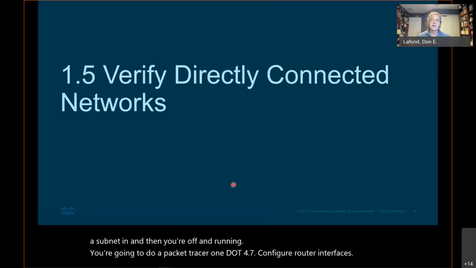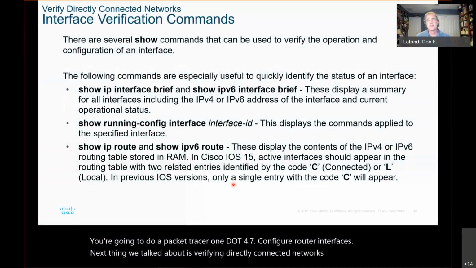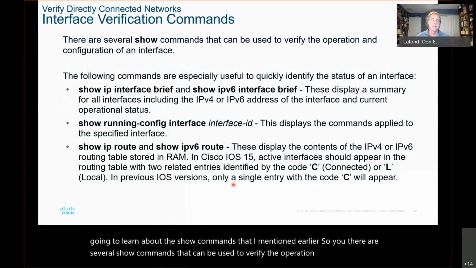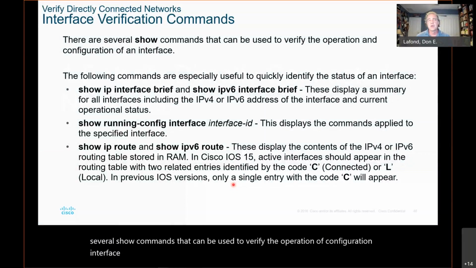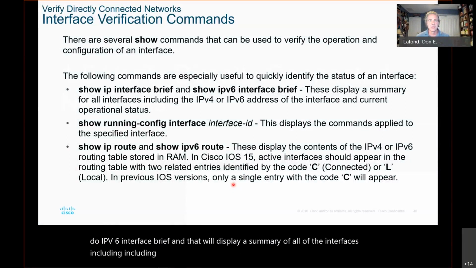Next thing we talk about is verifying directly connected networks. And here we're going to learn about the show commands that I mentioned earlier. There are several show commands that can be used to verify the operation of a configuration on an interface. You can do show ip interface brief and show ipv6 interface brief, and that will display a summary of all of the interfaces, including either IP or IPv6, depending on which one you ran, and their current operational status.